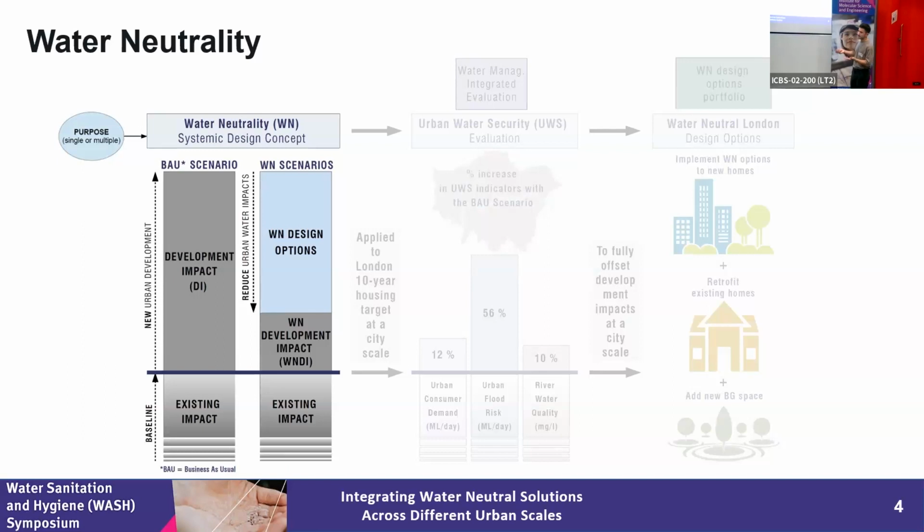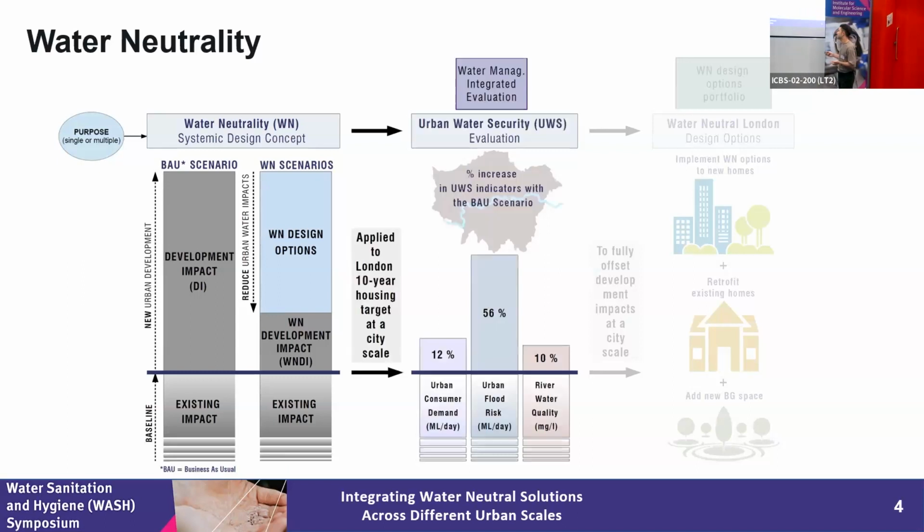First could be a business as usual scenario, which is the traditional way of construction and design, and that will have the biggest impact. But then we could also develop a series of water neutrality scenarios, implementing these water neutrality design options that I mentioned. These options will offset the development impact, and when we arrive at the threshold of the current baseline, that is when we could consider that our development or our city is water neutral.